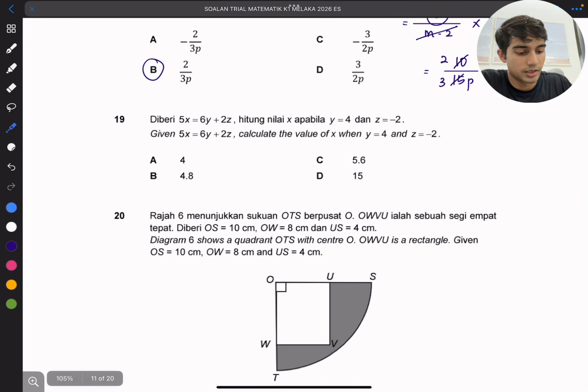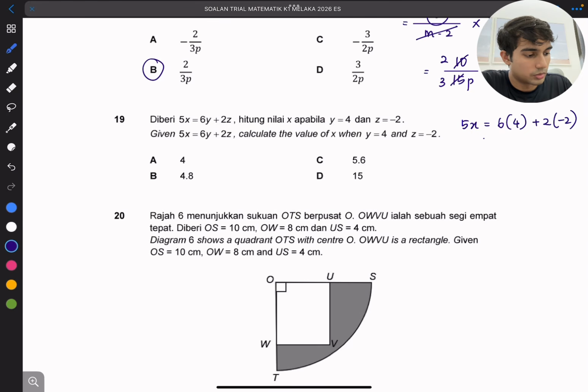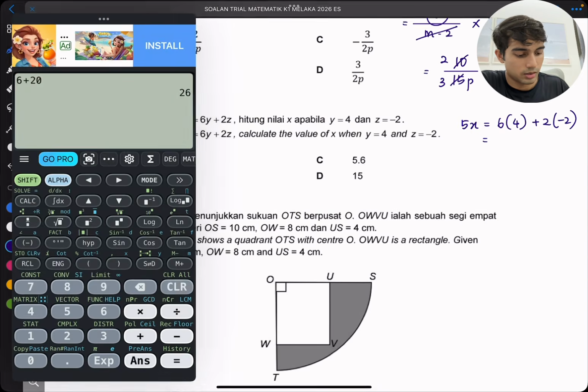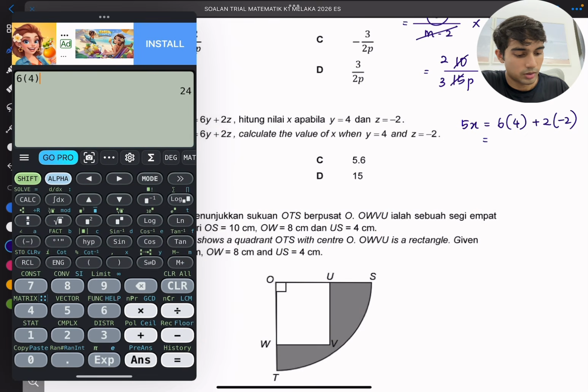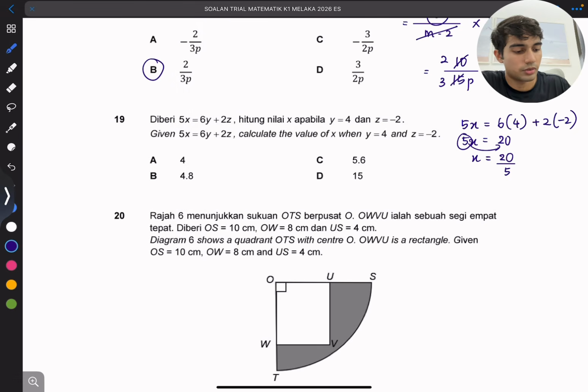19. Given 5x, calculate the value of x when y is 4 and z is negative 2. Okay. So y is 4, z is negative 2. So 6 times 4 plus 2 times negative 2, we get 20. So 5x is 20 means x will be 20 divided by 5. Okay, so you bring 5 over this side, becomes divide. So 20 divided by 5 is 4.